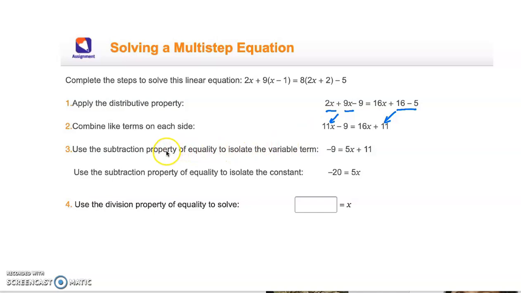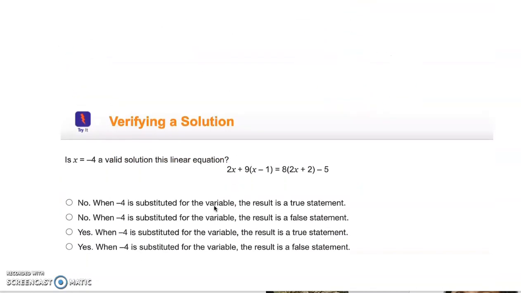Now the next step is we're going to use the subtraction property of equality to isolate the variable term. We want to get the variable alone. So in this case, we're going to subtract 11x from both sides. We get 5x. And now we're going to subtract 11 from both sides to get negative 20. So now we have the constant on one side and the variable on the other. It does not matter. If you wanted to subtract 9 and then subtract 16x, it works either way. And now to use the division property of equality, we just divide both sides by 5. So x is equal to negative 4.